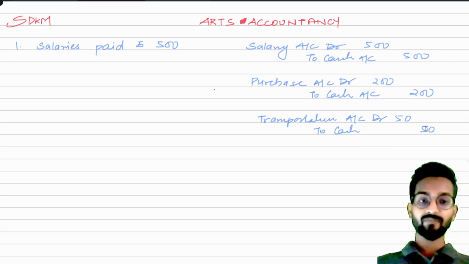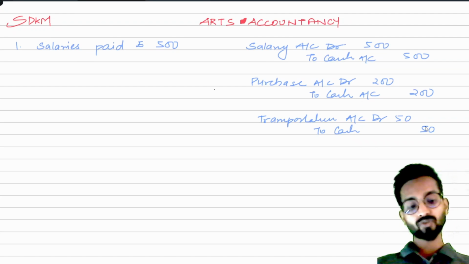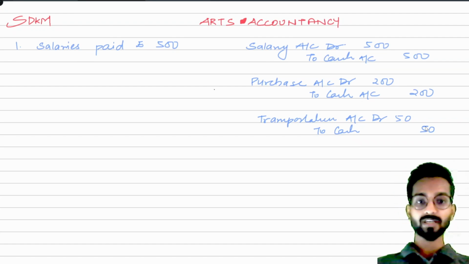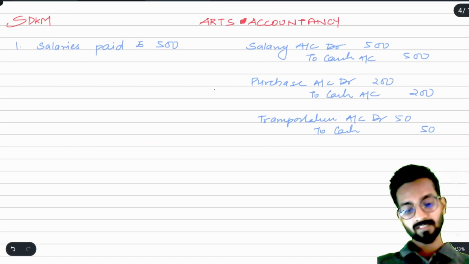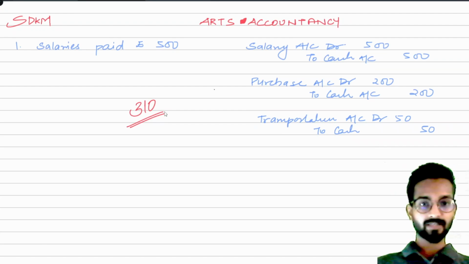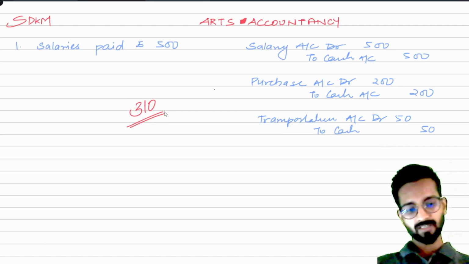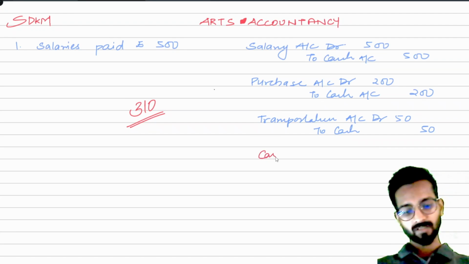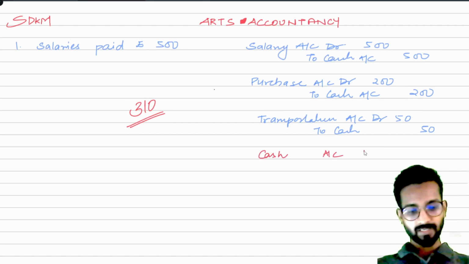Simple enough. If I tell you that you have sold the entire goods at, let's say, 310 rupees, okay, you have made the sale, what will you write? Sale of goods has been in cash only, okay, everything is in cash. So the journal entry will be cash account debit to sales, 310, 310.